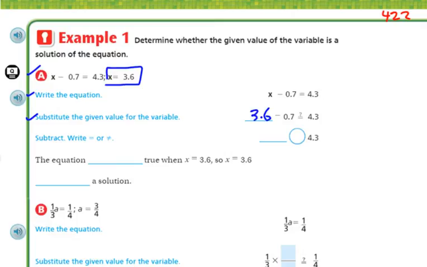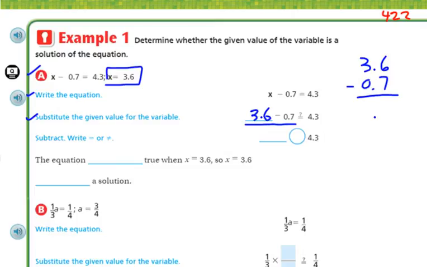Now we want to do an operation here and see if it does equal 4.3. So we're going to solve this side right here and see if it equals 4.3. So let's do 3.6 on the side plus 0.7. Oh, sorry, that's subtraction. Clean that up.